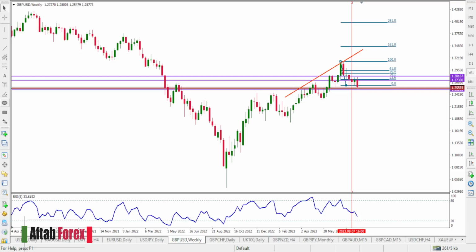I'm going to discuss various currency pairs, and this is a weekly Forex forecast for the week starting from Monday 28th of August 2023, and the week will end on Friday 1st September 2023.